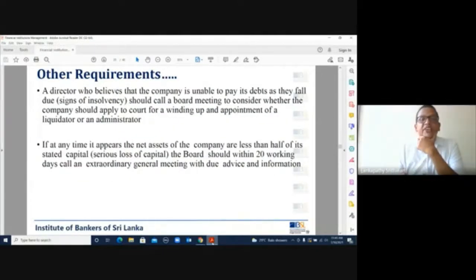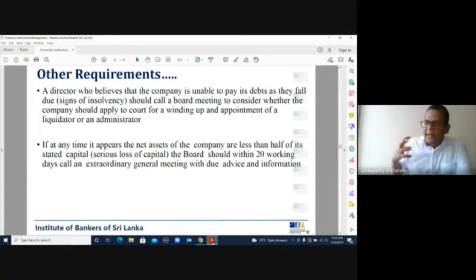And a director who believes that the company is unable to pay its debts as they fall due should call a board meeting to consider whether the company should apply to the court for winding up and appoint a liquidator or administrator. This is an important thing you have to keep in mind. There were some questions in the past papers. It means that if a director believes that a particular company is unable to pay its debts as they fall due, that director should call a meeting to consider whether the company should apply for winding up or appoint a liquidator or an administrator.